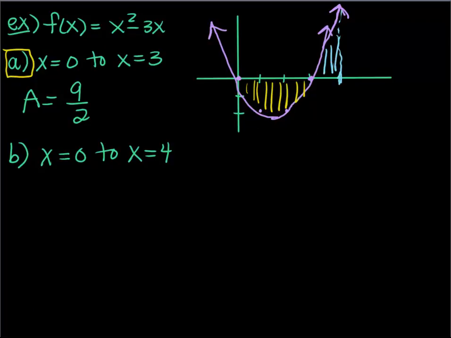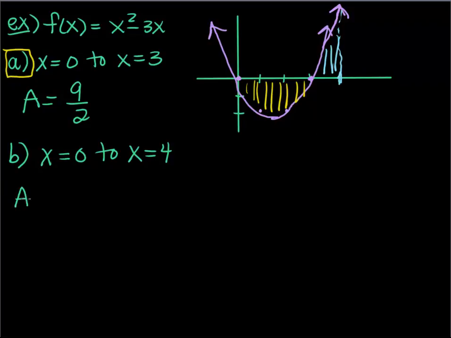So I think it's pretty easy to see that we're just going to have two separate integrals. I need to look at the integral from 0 to 3 because that's where the graph is below the x-axis, and then I'm going to add the area of the integral from 3 to 4 because that is where it's above the x-axis. Because if I just integrate from 0 to 4, it's going to take this negative area plus this positive area and put it together, which is not what we want.